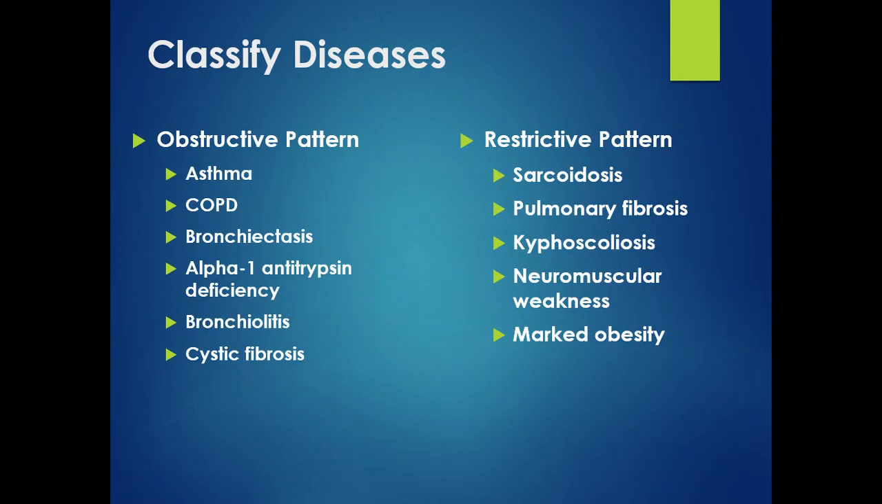Generally, spirometry is used to classify diseases according to obstructive pattern and restrictive pattern. Common causes of obstructive pattern, which we will talk about in the next few slides, are mainly asthma, COPD, bronchiectasis, and cystic fibrosis, alpha-1 antitrypsin, which we don't see often in Jordan. The restrictive pattern is usually consistent with diseases of the interstitium like lung fibrosis, sarcoidosis, kyphoscoliosis, neuromuscular weakness, and marked obesity.